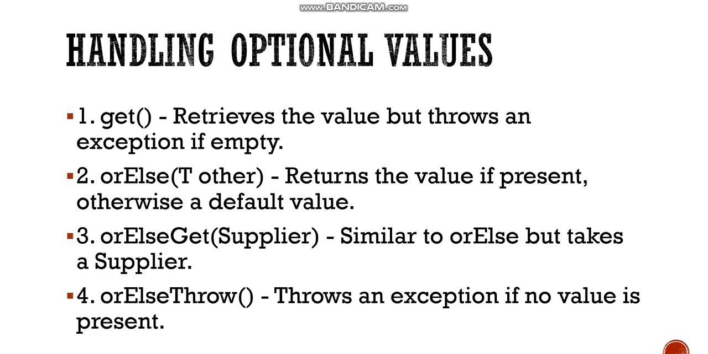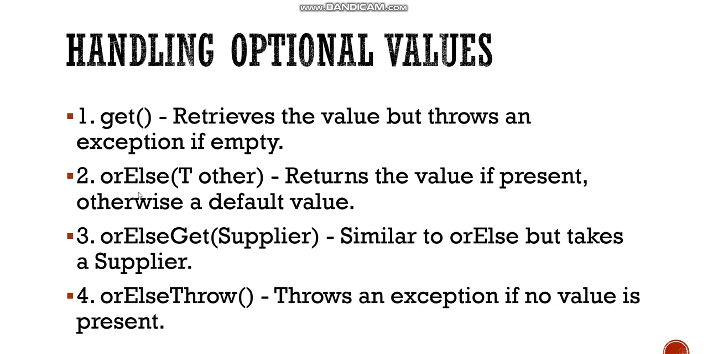Now handling optional values. We have further methods. The first one is the get method. It will retrieve the value but throw an exception if empty. Suppose you have got the optional value and now you want to just print or get the value, then you can go with the get method of the Optional class and it will simply return the value. But if we are using the optional.of method and it doesn't contain any value and you are just calling the get method, it will give the null pointer exception.